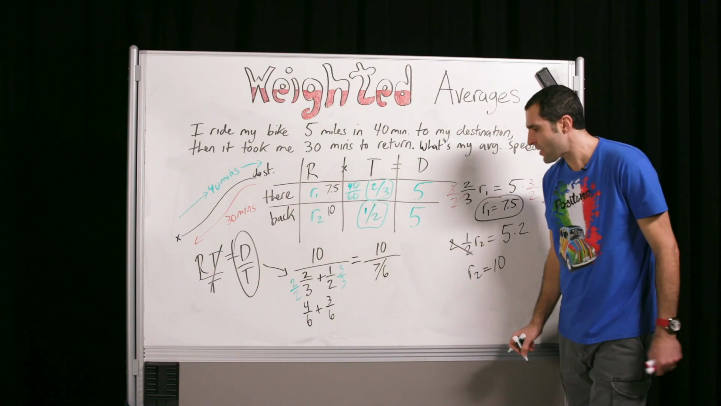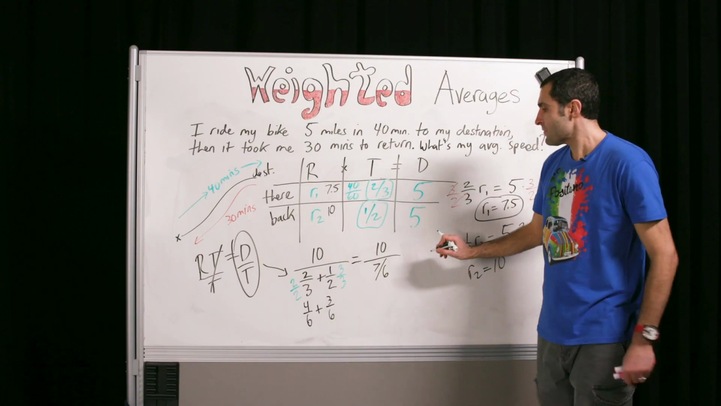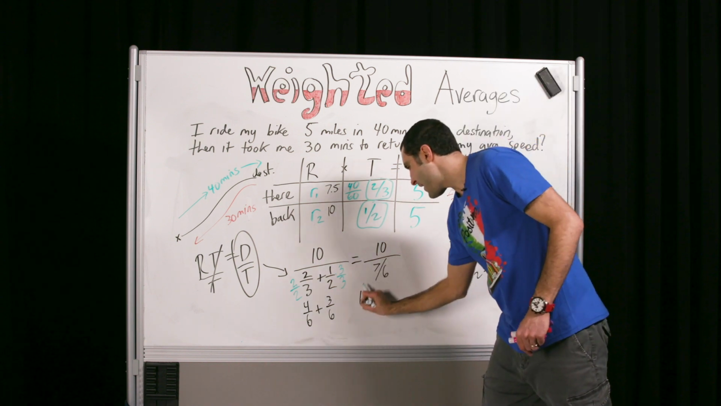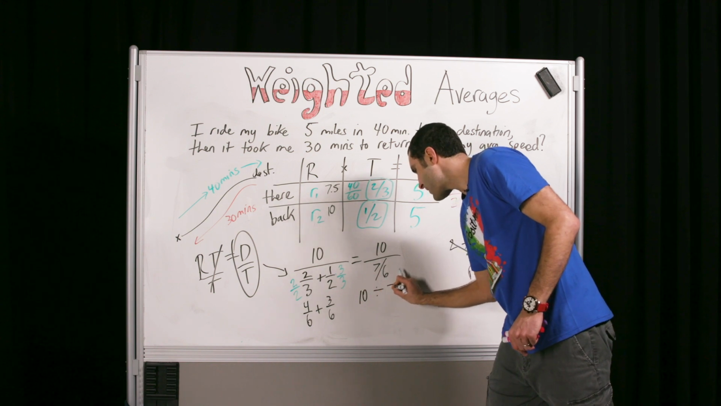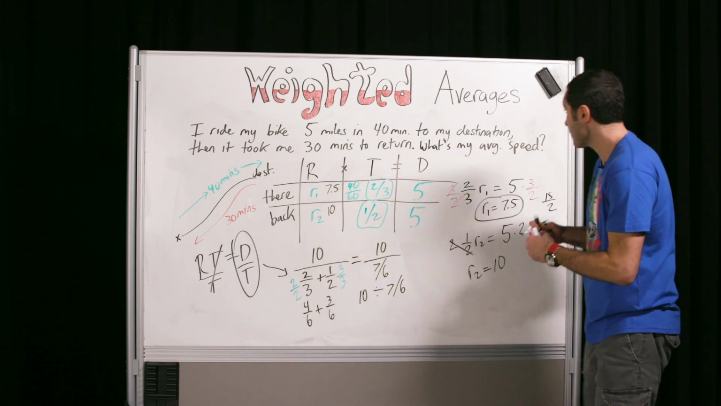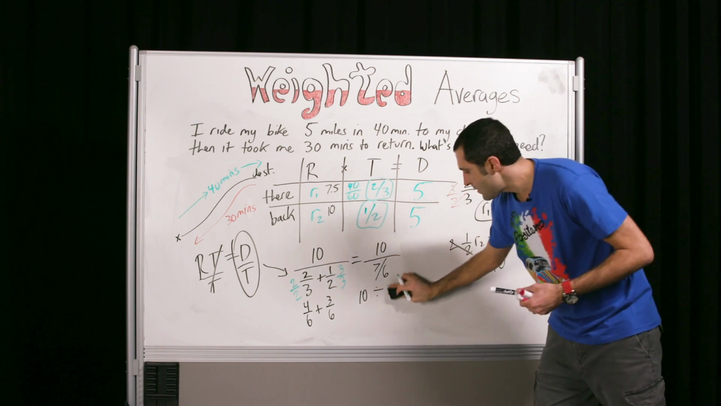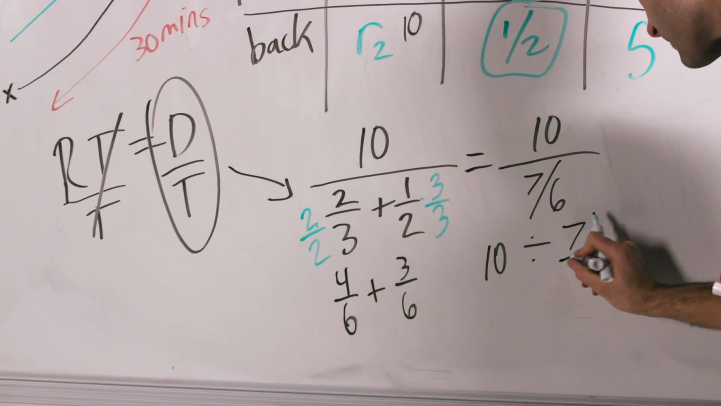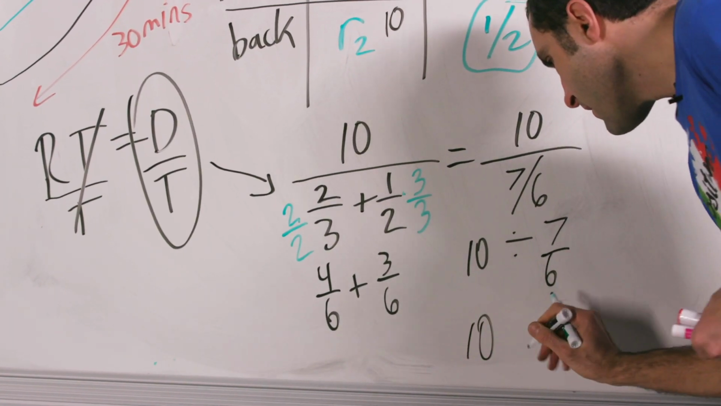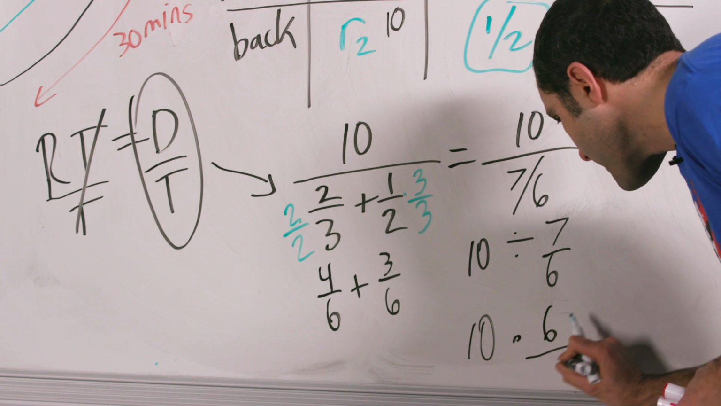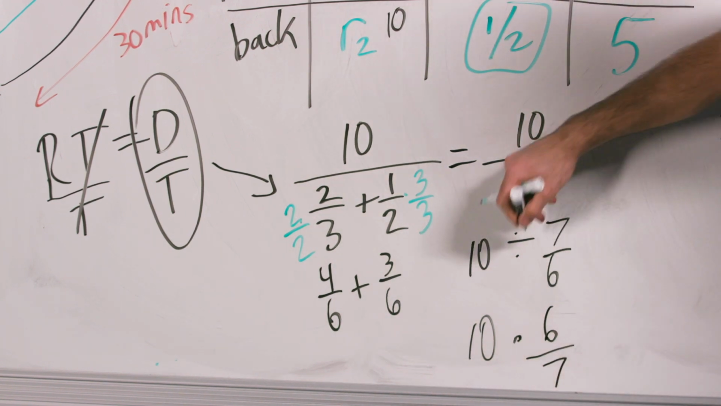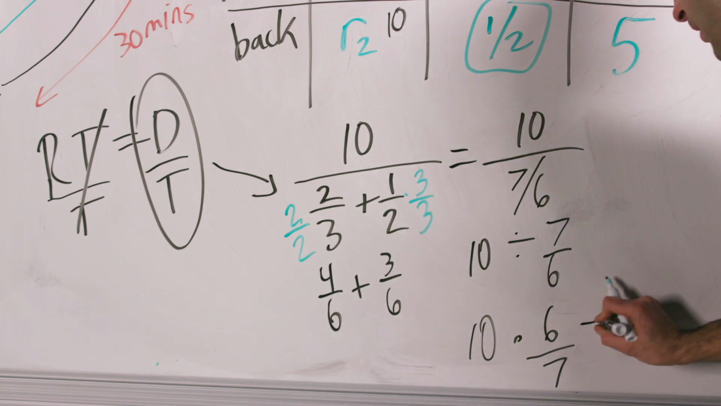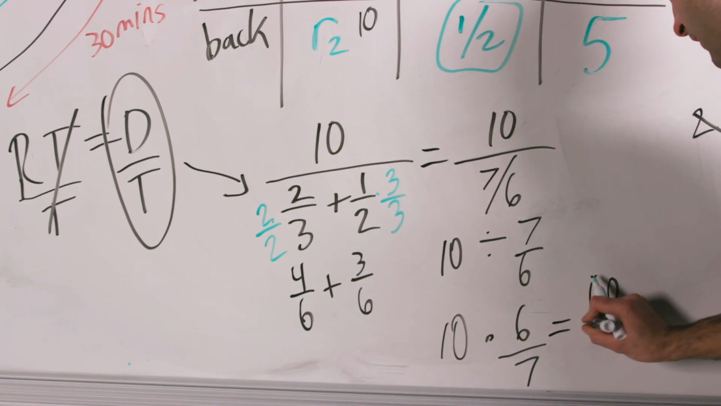All right, good job. And so what we can do in this case is this is the same as 10 divided by 7 over 6. Actually, I like the vertical fraction. You'll see what I mean. 10 divided by 7 over 6, which is the same as 10 times the reciprocal, 6 over 7. So dividing by a fraction is the same as multiplying by its reciprocal. Multiply across, we get 60 over 7.